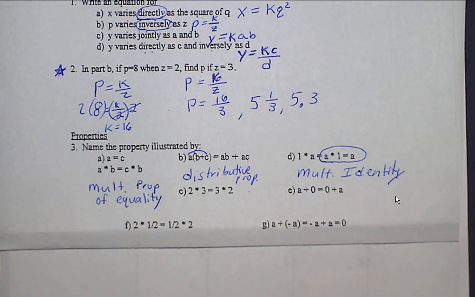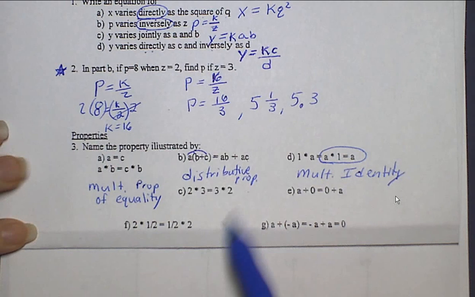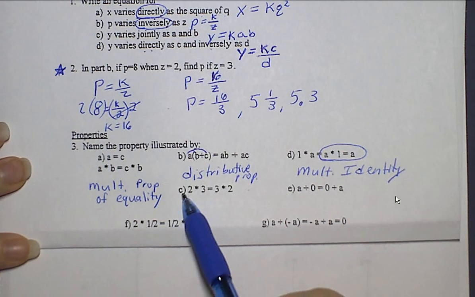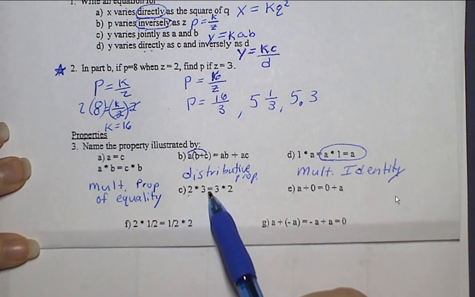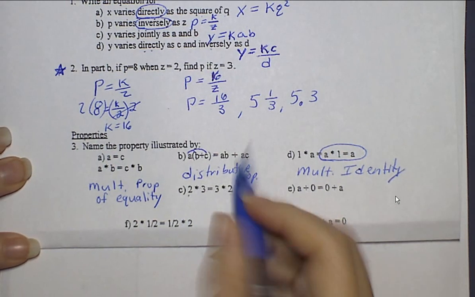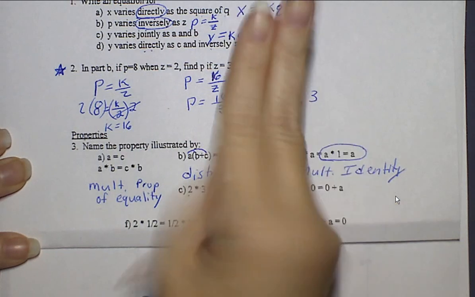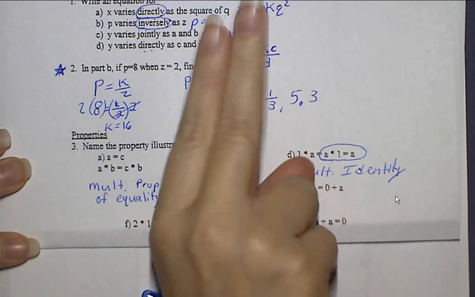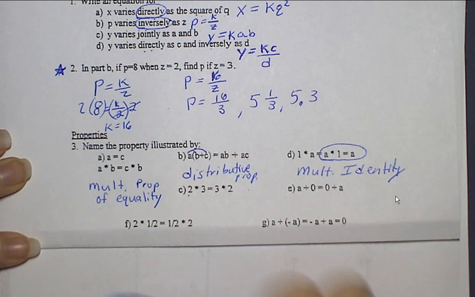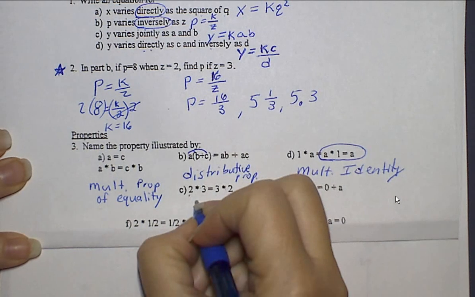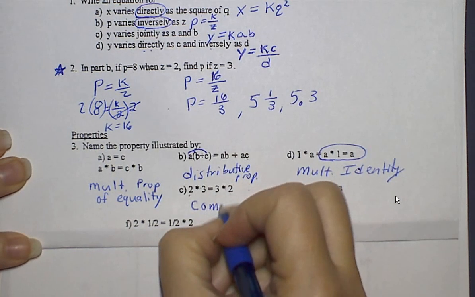Now C, we have here 2, it says 2 times 3 equals 3 times 2. Well, that's just commutative, so they're dancing, they're switching places. So it's commutative, they're dancing around. So commutative is they switch places just like they're dancing.